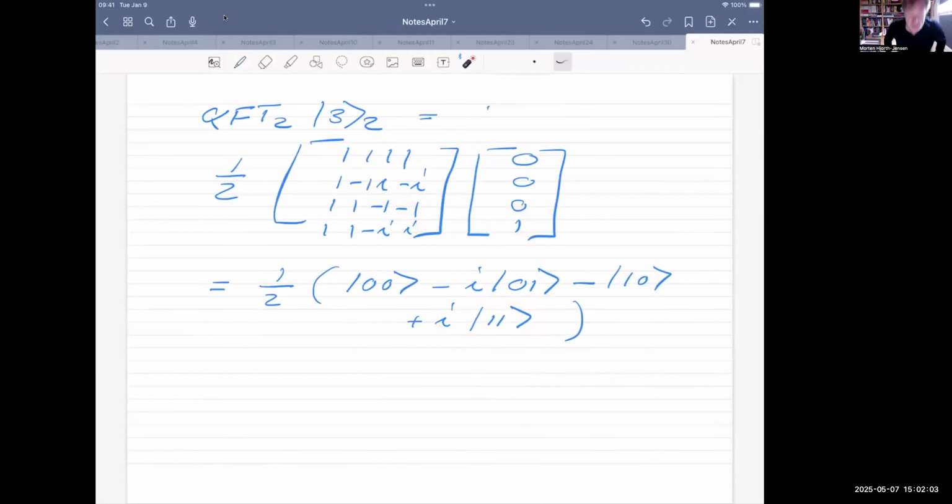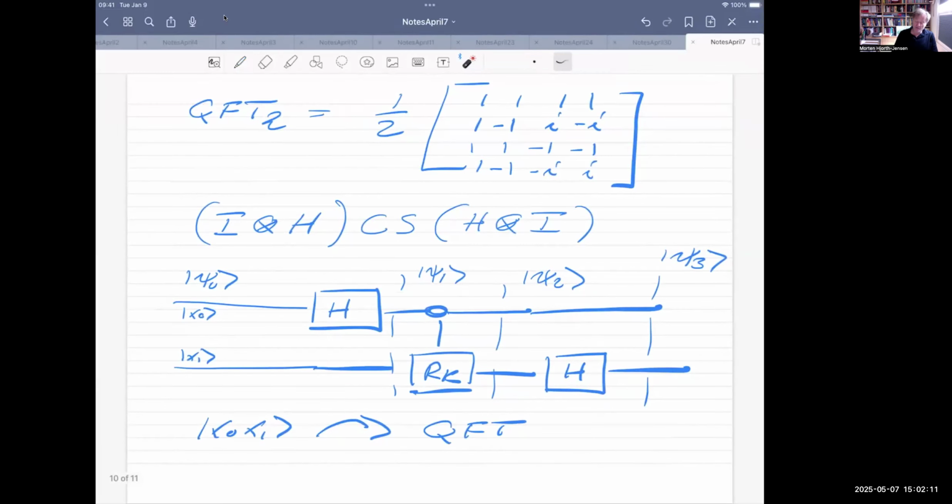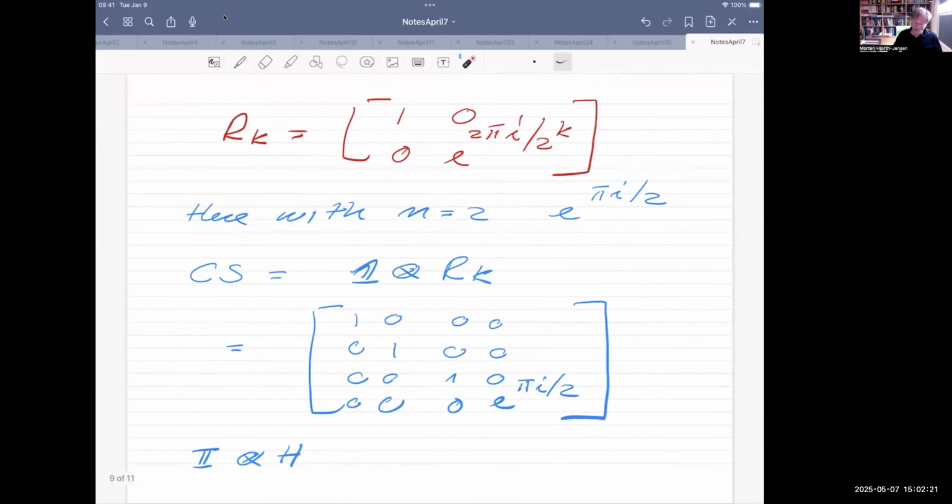Now, we could write this as a matrix vector multiplication, but that's not the place where we gain efficiency. We gain efficiency when we can rewrite everything in terms of these single qubit operations. And that is one of the big benefits of setting up a Fourier transform in a quantum way.